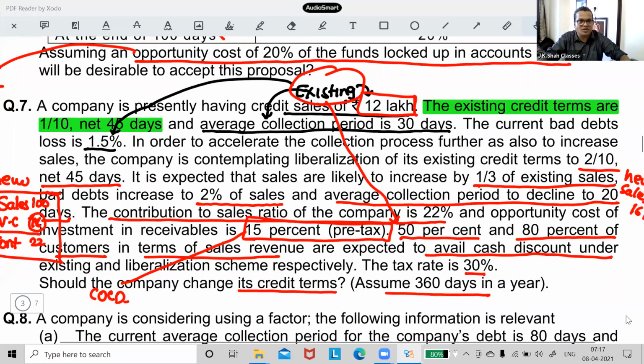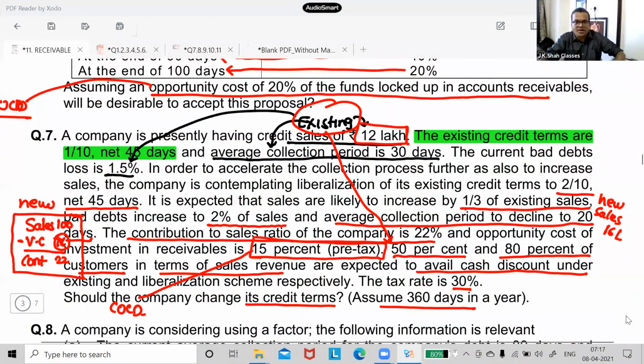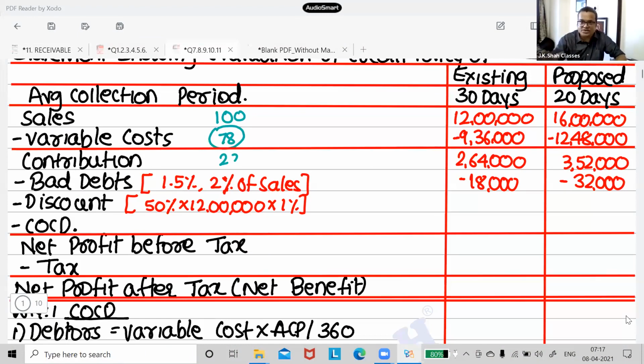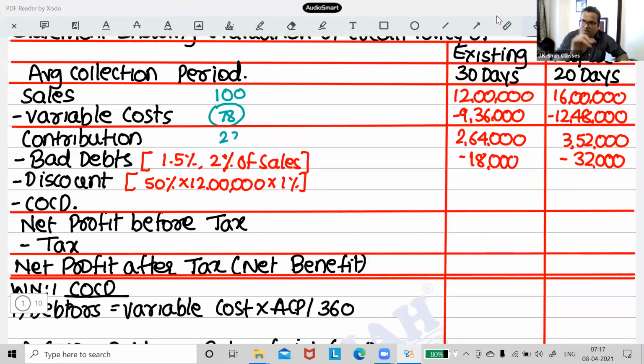So let's continue. So finally, should I calculate 1% of the 50%? So 50% of 12 lakh comes to 6 lakh. And they will be given 1% discount. So we will have to bear 6,000 rupees as a discount in this case. Correct?